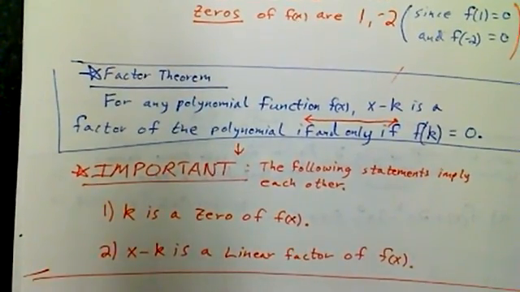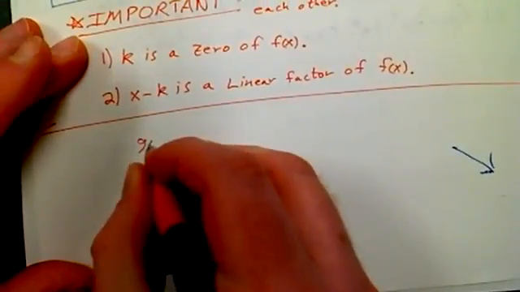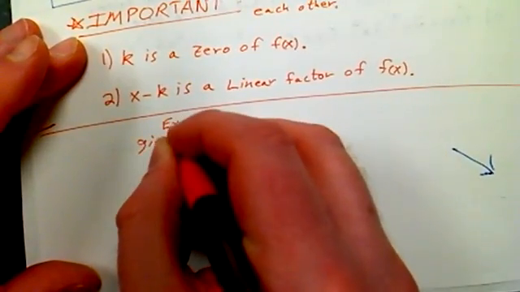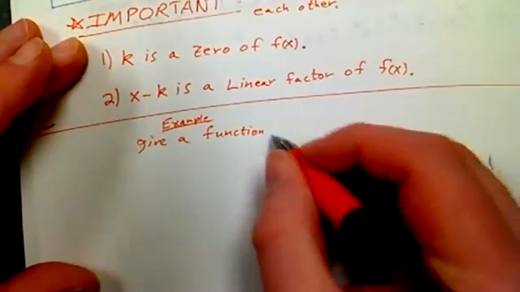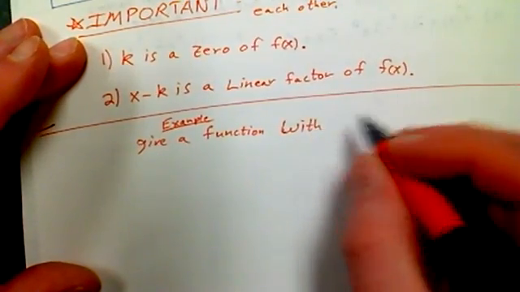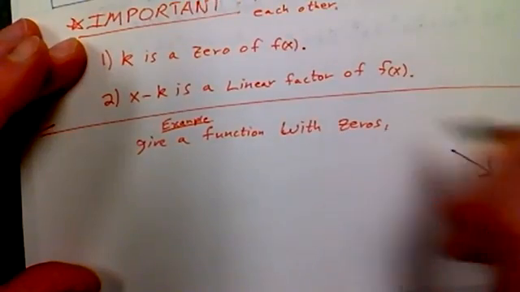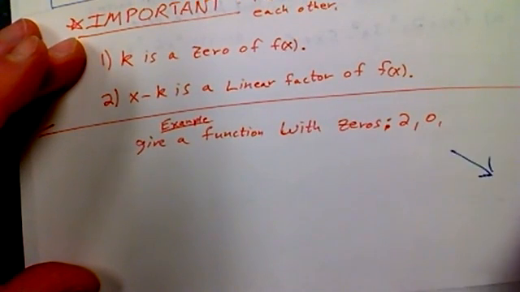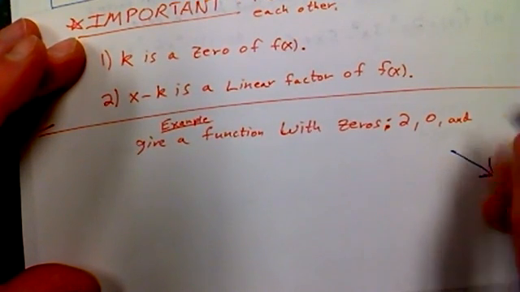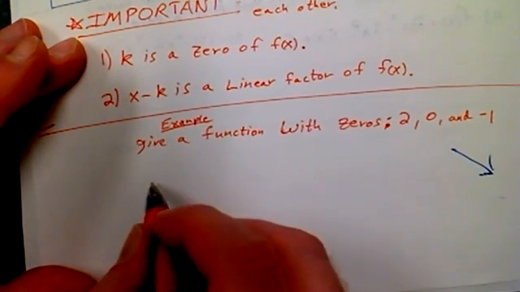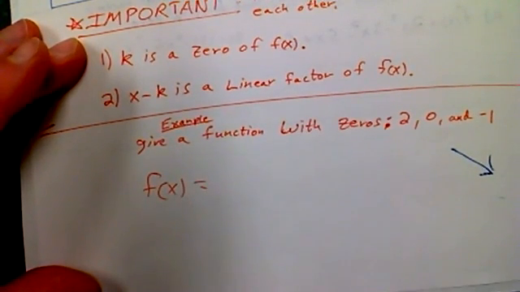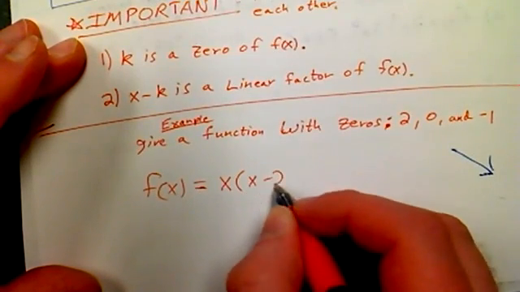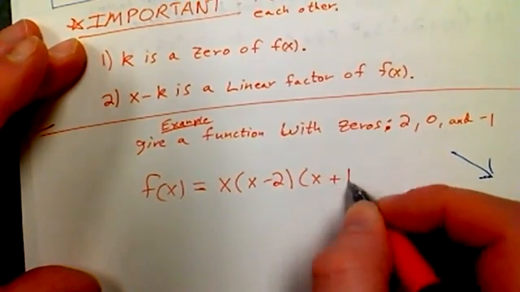It's interchangeable. So for example, give a function, okay, so this is just an example I came up with just now. Give a function with zeros, let's say 2, 0, and negative 1, that's easy for me to find. I know then that, well, here's a function that satisfies that. It would be f of x equals x times x minus 2 times x plus 1.